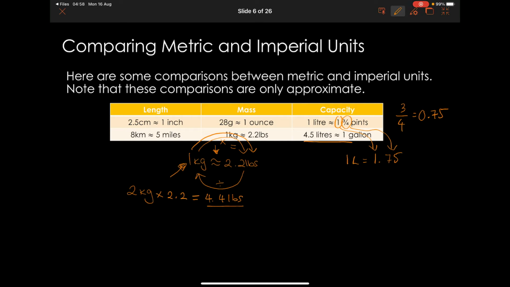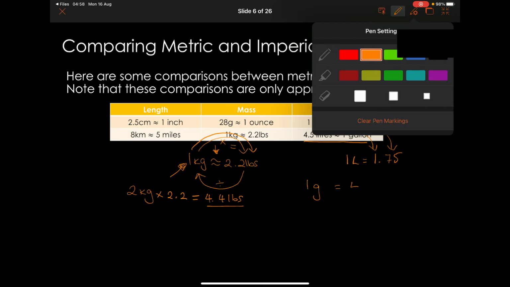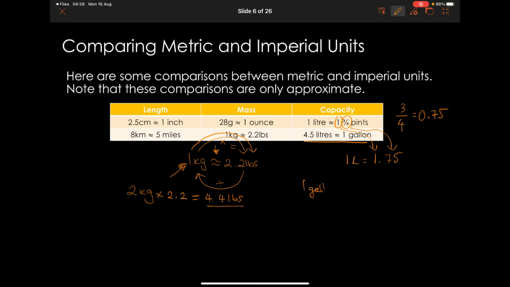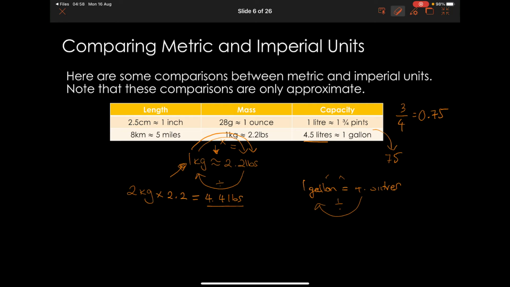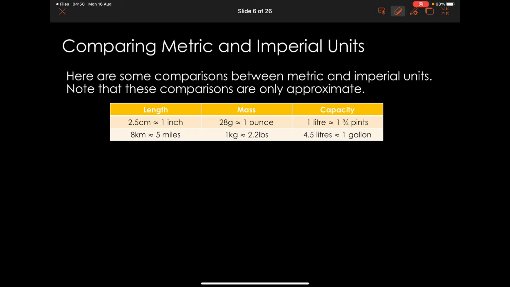And then finally, 4.5 litres equals a gallon. So remember, we have to put the 1 on this side. Rather than writing 1G, because you might get confused and think it's grams, write 1 gallon equals 4.5 litres. And you can again just draw your arrows in, times at the top, divide at the bottom, and you'll be able to convert. I hope you understand the conversions and how you convert using those diagrams. I think you'll get used to it the more you practice.